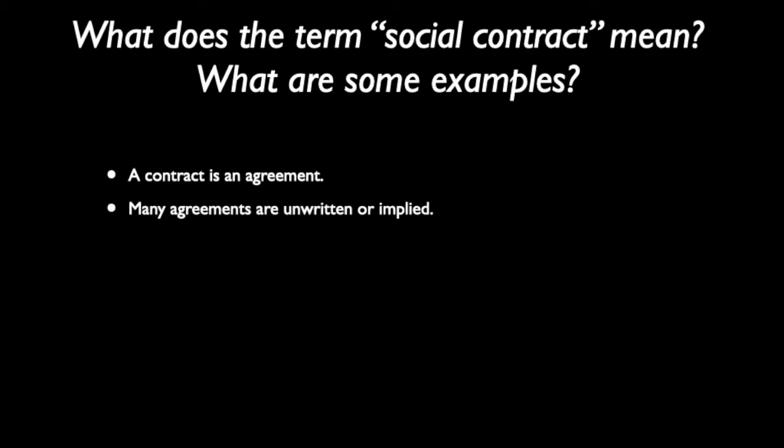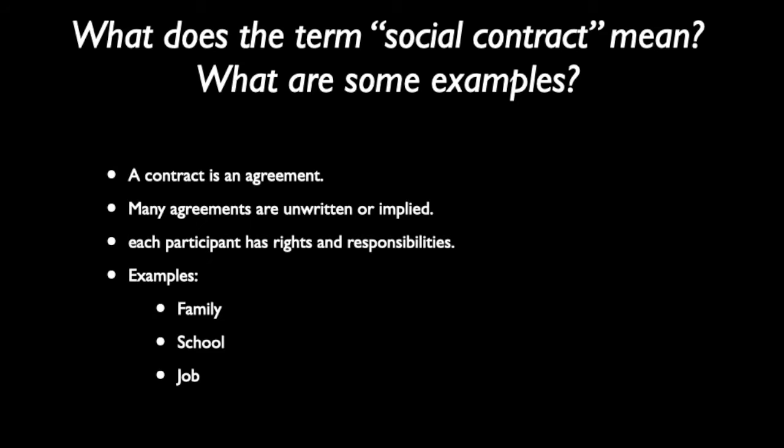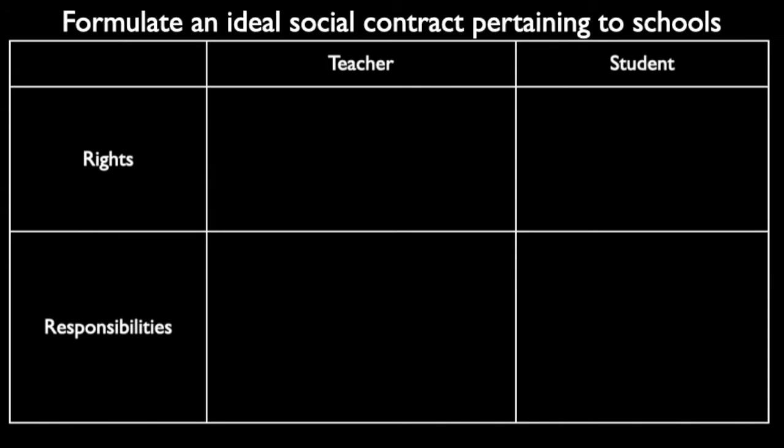You might be asking yourself what a social contract is or what social contract means. Well, it's an agreement, and a lot of agreements are unwritten or implied, and each participant has rights and responsibilities. For example, your family, your school, your job. You have rights, but you also have responsibilities. Pause and take a second and think about your responsibilities as a student and your rights as a student, and my responsibilities as a teacher and my rights.